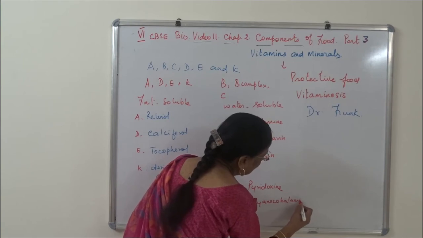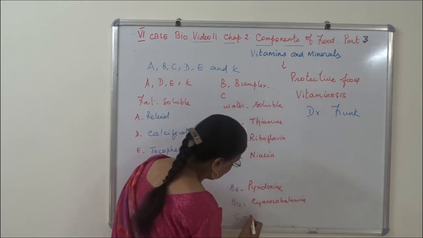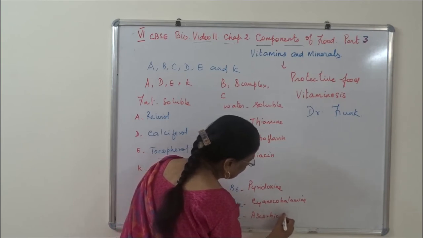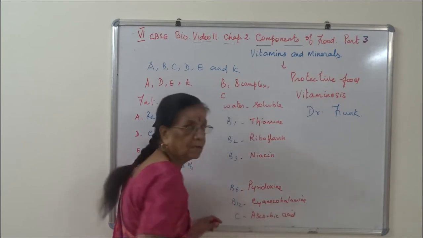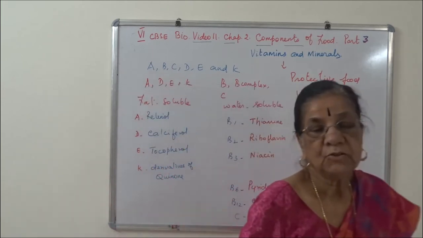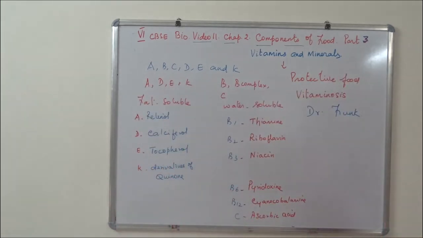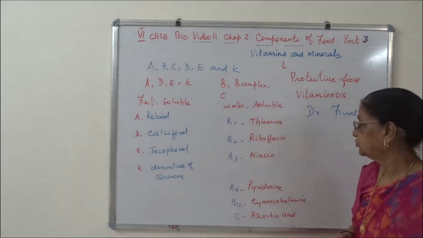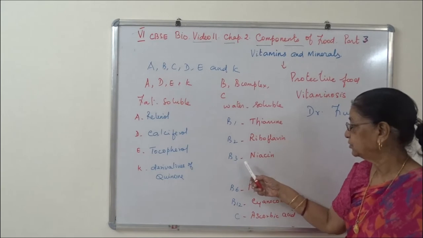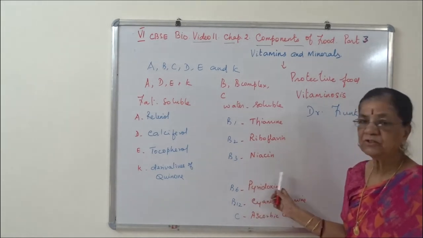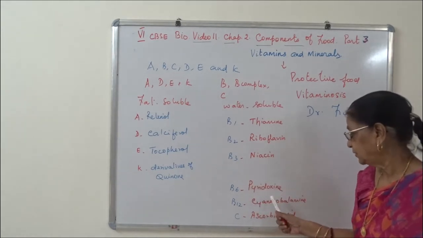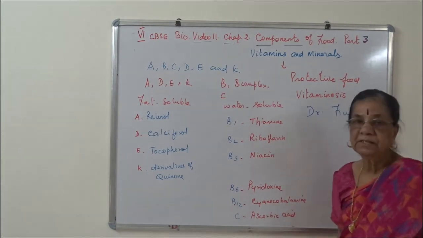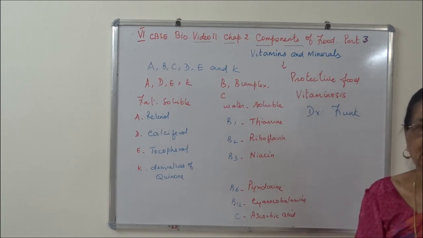Learn the spelling: cyanocobalamin, and vitamin C is ascorbic acid. I hope you follow this. So here, water soluble vitamins: B1 thiamine, B2 riboflavin, B3 niacin, B6 pyridoxine, B12 cyanocobalamin, and vitamin C is ascorbic acid.